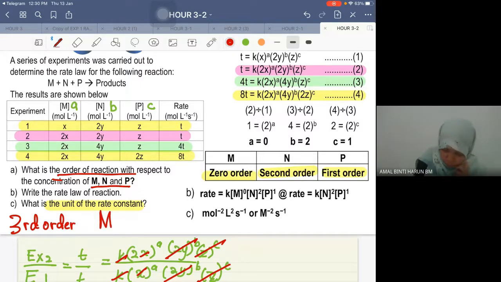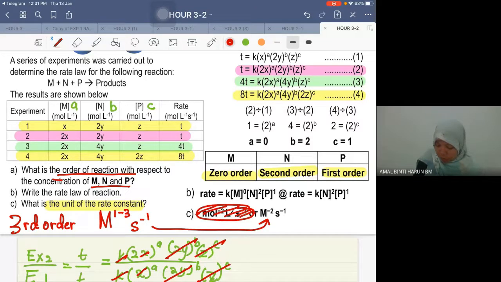Molarity 1 minus 3. Unit masa dia saat per second. So dia akan jadi apa? 1 minus 3, 2. So M power of negative 2 per second. Okay. So this one tak nak lah, ni pening nanti. So tukarkan saja. Mol per liter jadi molarity.